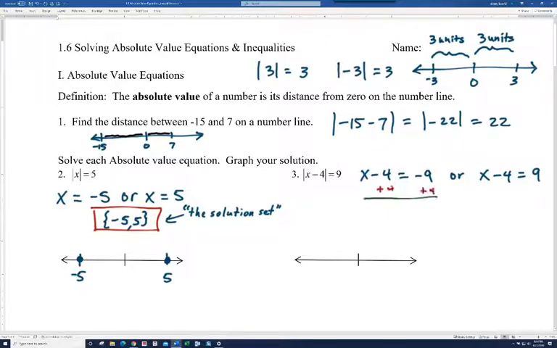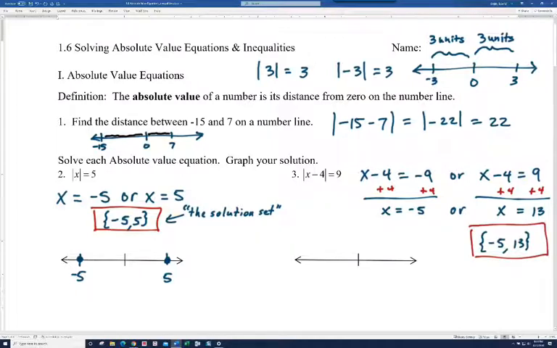And so we'll add 4 to both sides, we get x equals -5. On the other side, we'll add 4 to both sides, we get x equals 13. So our solution set here, and this is an OR, we have two answers here. Our solution set is -5 and 13. And so again, I'll go ahead and graph those, or plot those on a graph or a number line.